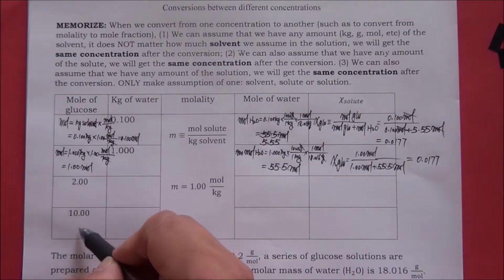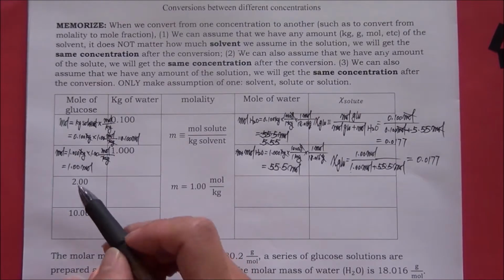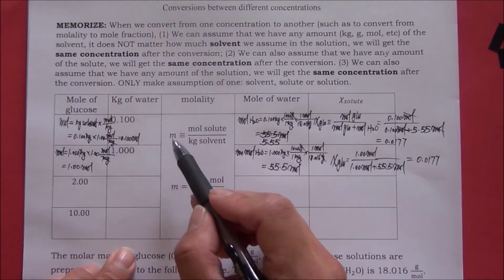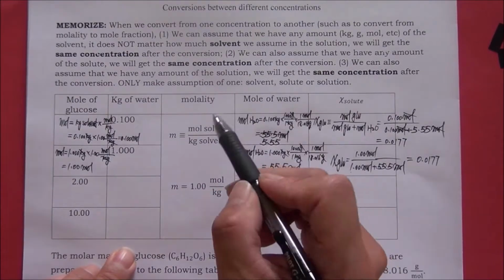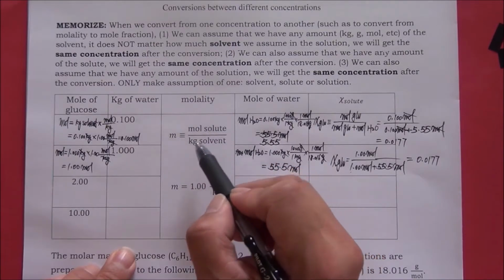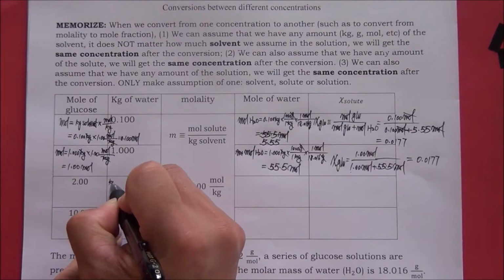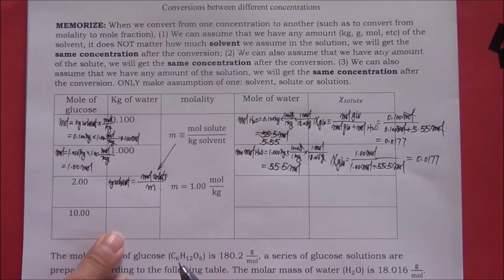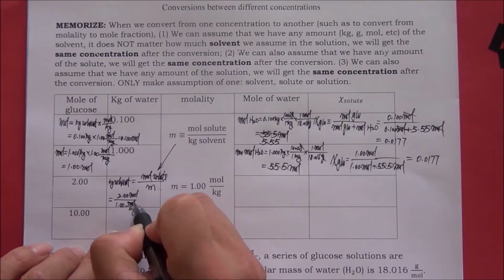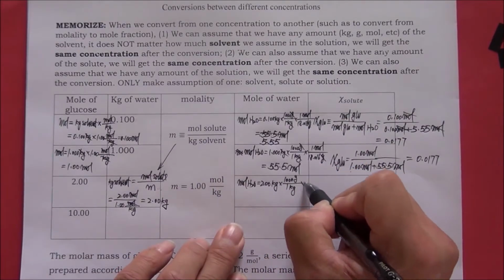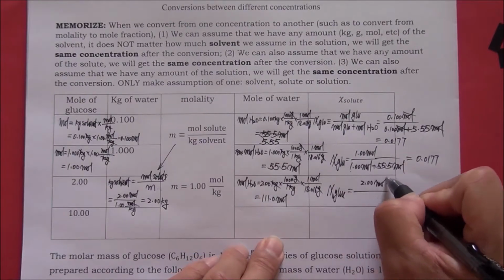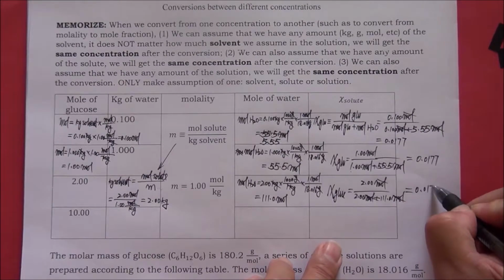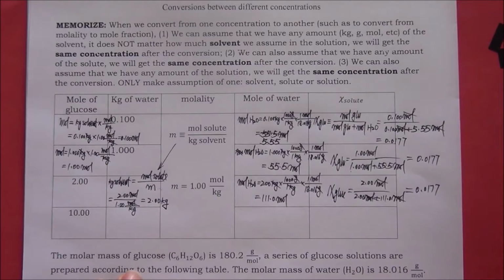Then let's look at the other two examples. Let's see if it matters if we assume different amount of the solute. From the definition of molality, we know the molality and we know moles of the solute. We need to look for kilogram of the solvent. And this equation is from this equation. Let's plug in the numbers. If we punch these three numbers into a calculator, we will get 0.0177. We do get the same answer.